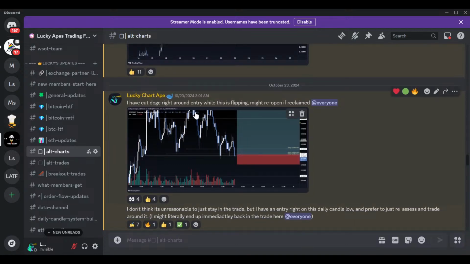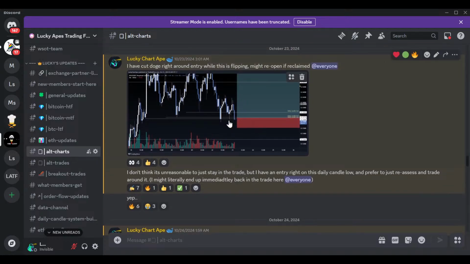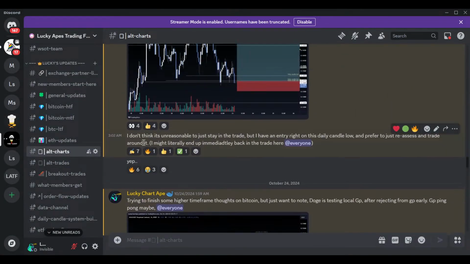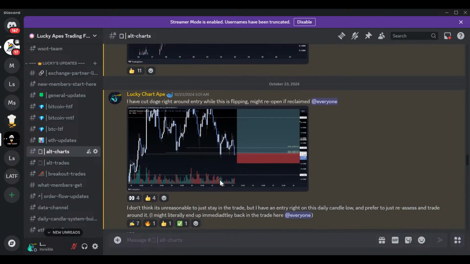I cut Doge at entry here, and I mean, I don't even have to tell you this. I cut Doge at entry here because this looked kind of weak. I said, I don't think it's unreasonable to stay in the trade, but I have an entry right at the daily candle low. Prefer to just reassess, and I might literally end up back in the trade.